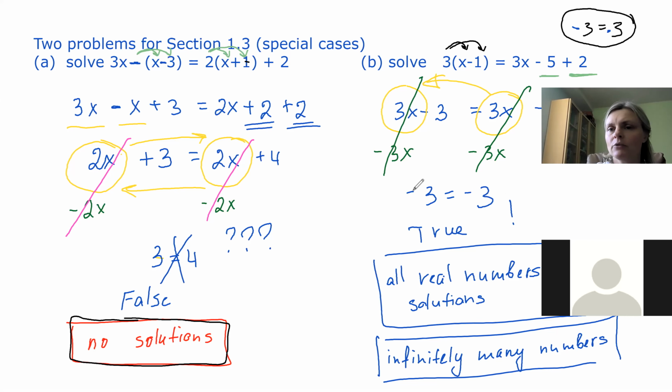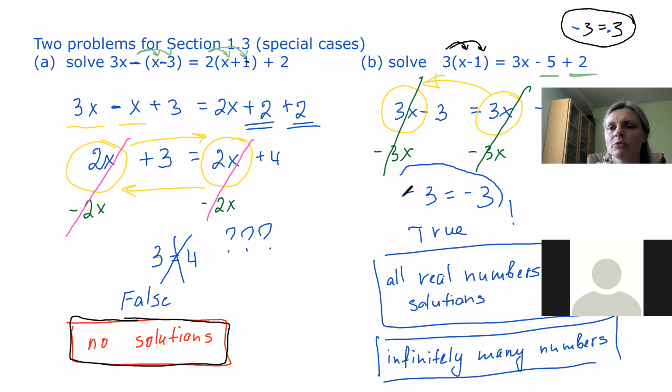I could write +3 is equal to +3. That's correct. But I cannot say that -3 is equal to +3, right? Because they have different signs. Now, what I could also do is add 3 to both sides, and this will give me 0 equals 0. That's also okay.